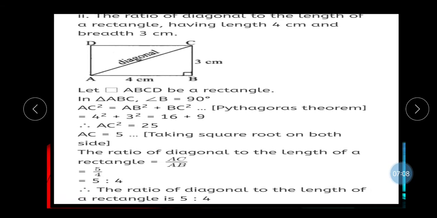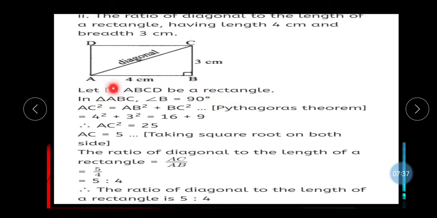Next question. The ratio of the diagonal to the length of the rectangle having length 4 centimeter and breadth 3 centimeter. We have considered this quadrilateral as a rectangle. Quadrilateral ABCD is a rectangle. AB is the length, that is 4 centimeter, and breadth BC is 3 centimeter, and AC is the diagonal over here. Let's start. Let quadrilateral ABCD be the rectangle.